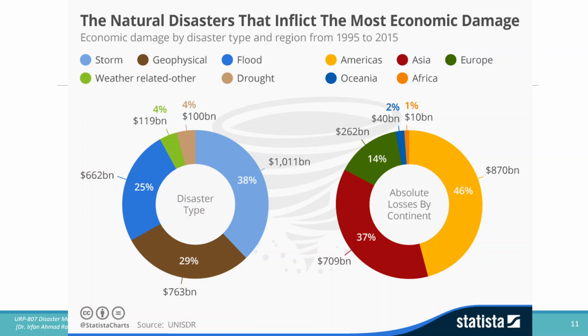You can see Asia and the Americas region, particularly South America and Asia, which we call the global South, have experienced a lot of economic damages, and the most damage is caused by hydrometeorological disasters like floods and storms, which have caused a lot of damage to the world.